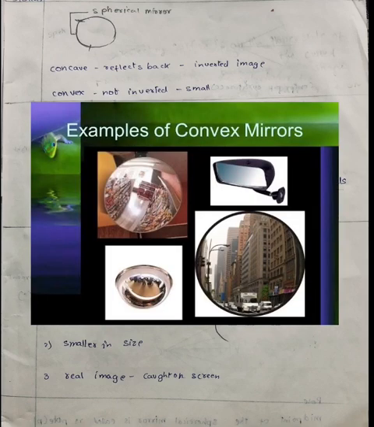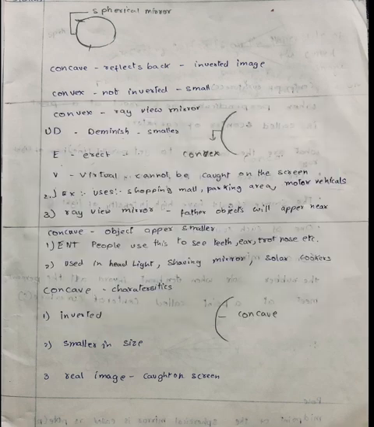So why do we use them in motor vehicles? Because it is called a rear view mirror, right? So farther objects will appear near, and it will also be erect. If we use a concave mirror as a rear view mirror, the image will be inverted and we will have a lesser view of the vehicle behind us. So this is the reason we use only a convex mirror as a rear view mirror.